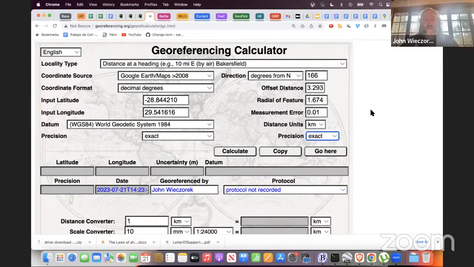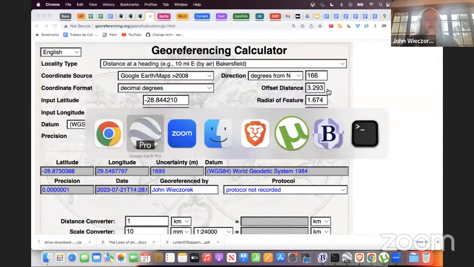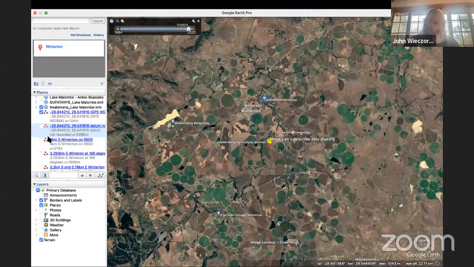Does that make sense? If I calculate that, I get another number, 1,693, assuming that I put the offset distance in correctly. And on the map, we are using this circle. So you can see now, I need to zoom in a bit.